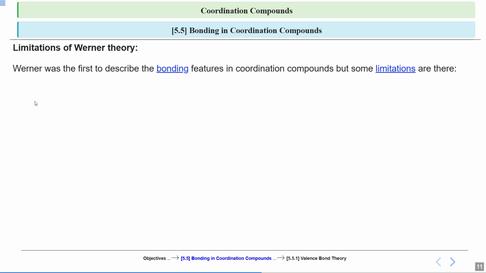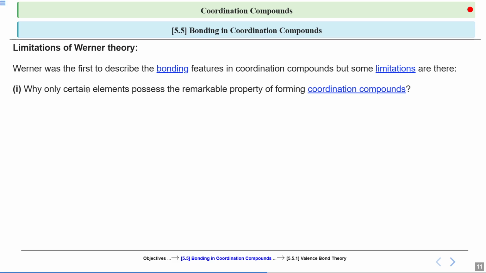Okay, so first is why only certain elements possess the remarkable property of forming coordination compounds. The first question asked after the Werner theory is why only certain elements possess this property of forming coordination compounds. The second limitation is why the bonds in the coordination compounds have directional properties. Remember, we have studied the primary and the secondary valence showing directional or non-directional properties. Here the Werner theory was unable to explain why the bonds in the coordination compound have these directional properties.